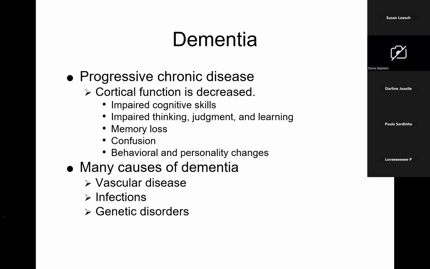We don't care about diagnosis. Dementia is the next one. All right, with dementia, the cortical function is decreased. So remember, cortical, that's your brain, with your cognitive skills, your thinking, your judgment, your learning. So we're losing all that and memory. It can also cause problems with confusion, behavioral, and personality changes.